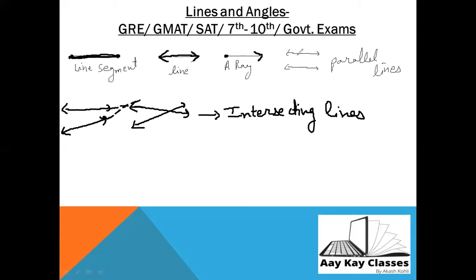Parallel lines are like railway tracks. All the tracks are parallel to each other. So these are parallel lines, right? So what are intersecting lines? When they intersect at a point, this point, right? So these are intersecting lines. So I'm going to clear the screen now.